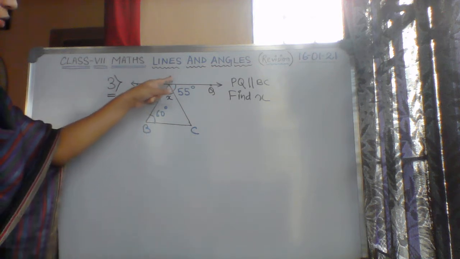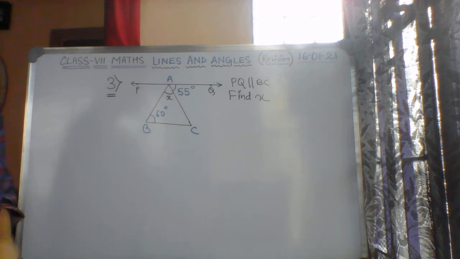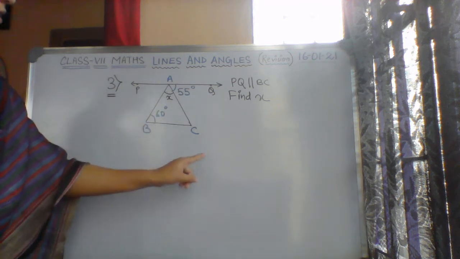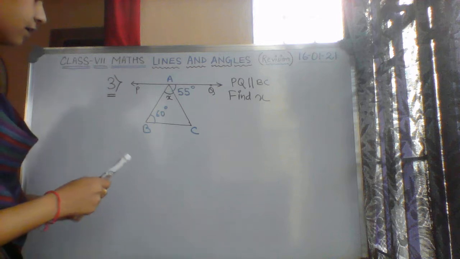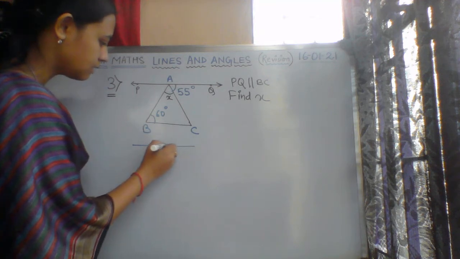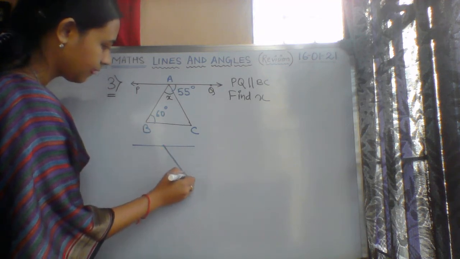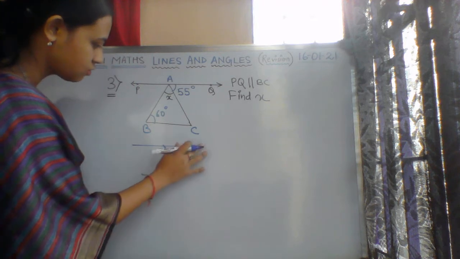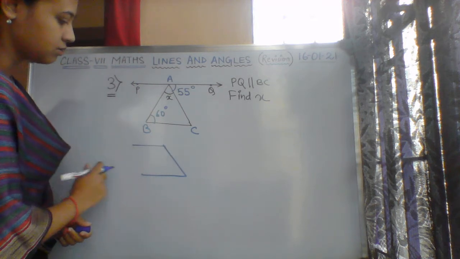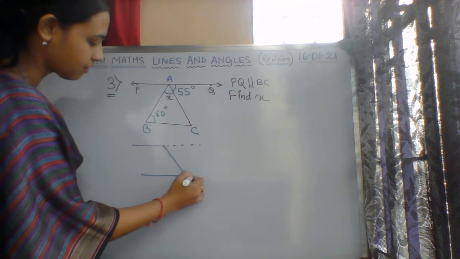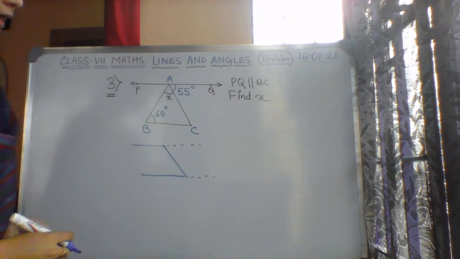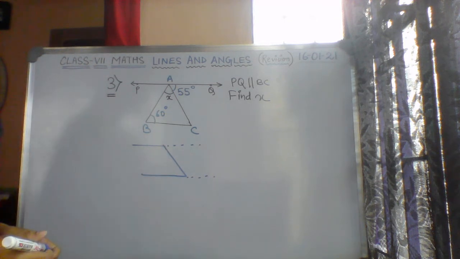And what is about AB? If this is parallel to this, what is about that? If I break the figure, this is PQ, this is AC, and this is BC. So if I erase this one, or if I extend this one, what is looking like that? What is that? Yes, it is a transversal.